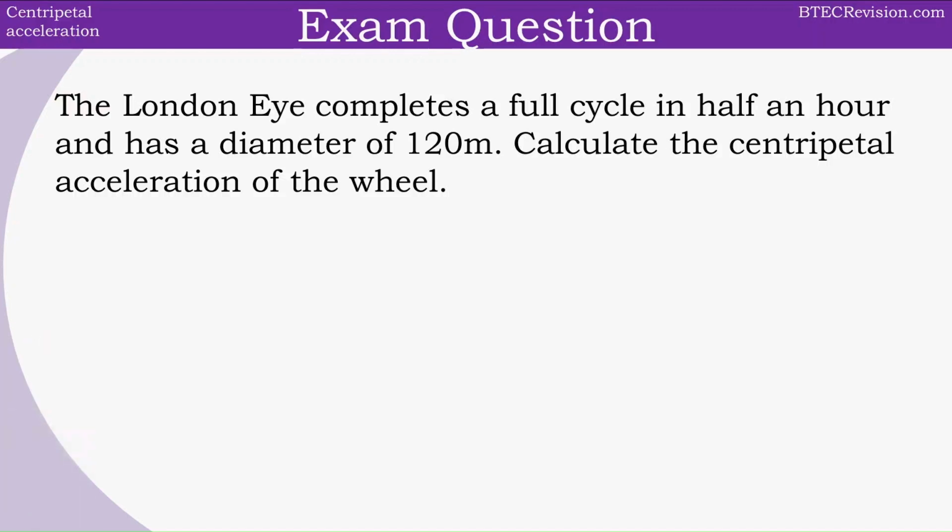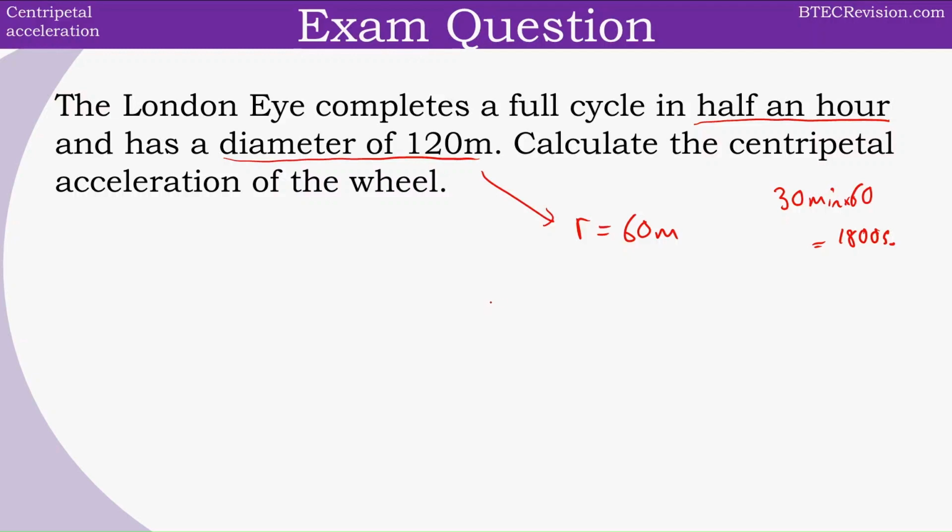So we can start with writing down what we have. Diameter 120. So I think radius would be more useful. Radius is 60 meters. And we also have the cycle, and that's half an hour. So that's 30 minutes times by 60 seconds, which gives us 1,800 seconds.